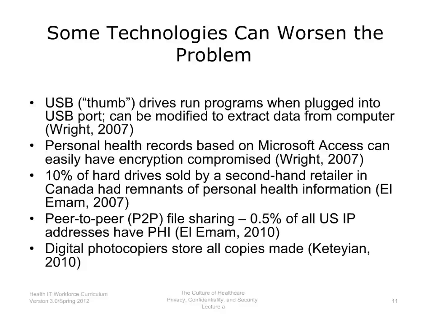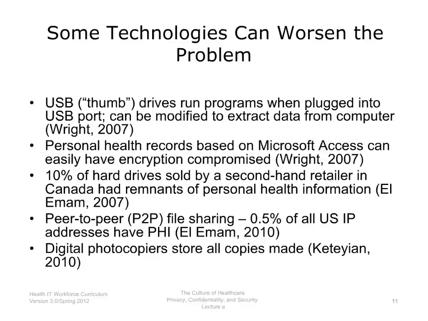There are many people who have developed personal health record systems based on tools like Microsoft Access, which has some encryption functionality, but is very easily compromised. Another interesting analysis found that 10% of hard drives sold by second-hand retailers in Canada had remnants of personal health information, PHI, on them. Often when computers are disposed of, the hard drives are not completely wiped clean, potentially providing access to personal information to the next user, if they know how to extract it.